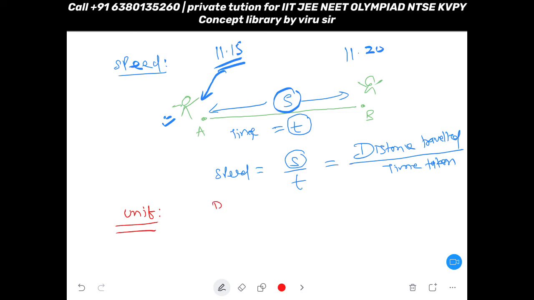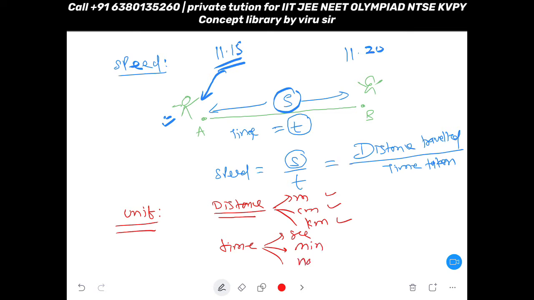Because see, you have distance, so the units of distance are meter, centimeter, kilometer. These are the popular units of distance. And what is the unit of time? Popular units of time are second, minute, hour. Okay. Whenever you divide distance by time, you pick any one unit from distance and any one unit from time. It depends how you are measuring your speed.